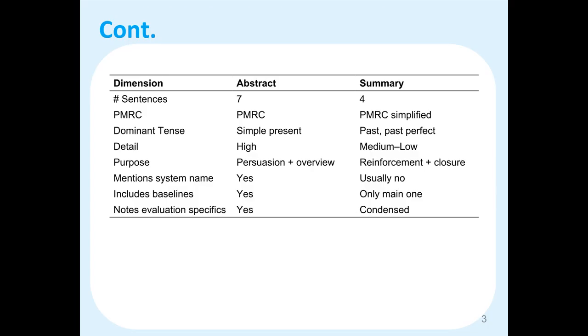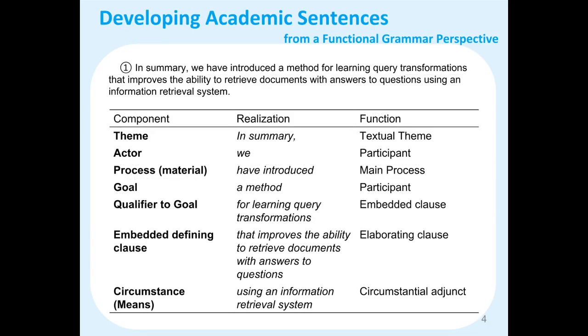This table provides a clear comparison between the abstract and the conclusion summary, detailing why they are complementary but not identical. We will look at several dimensions to clarify the differences in their purpose. First, consider the number of sentences and detail. The abstract is 7 sentences long, providing a high level of detail to persuade the reader immediately. Conversely, the summary in our model is condensed into 4 sentences, offering a medium-low level of detail, reflecting its final, concise role.